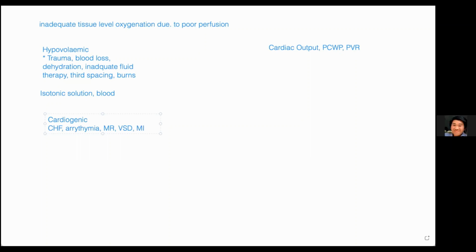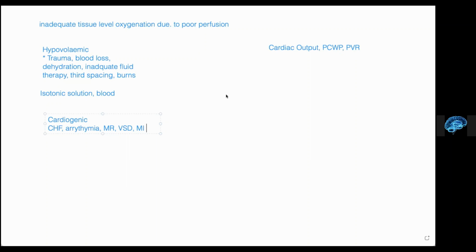And MI. Now, if I have a small MI, I might not have cardiogenic shock. However, it tends to occur in patients with greater than 40% reduction in function as a result of myocardial infarction. So a pretty big myocardial infarction, compromising left ventricular function, and subsequently it decreases cardiac output, and you can classify it as cardiogenic shock. The reason is that you have inadequate tissue-level oxygenation due to poor perfusion, due to poor cardiac output, due to 40% of left ventricular function being impaired because of a myocardial infarction.